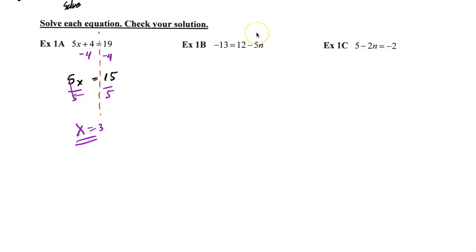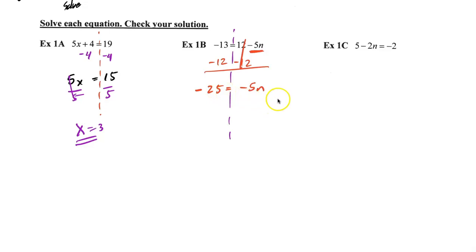Okay, next one. There's my wall. I want to get this negative 5n by itself, so the first thing I do is get rid of that 12. It's a positive 12 right now, since nothing in front of it makes it positive. So we subtract 12 from both sides. These cancel, I get negative 5n. On this side it's a little tough, but keep in mind they're both negatives, so you just get more negatives. You add them: negative 25.